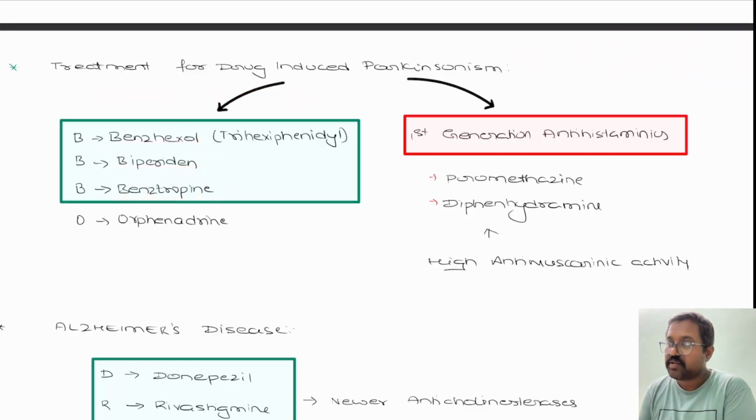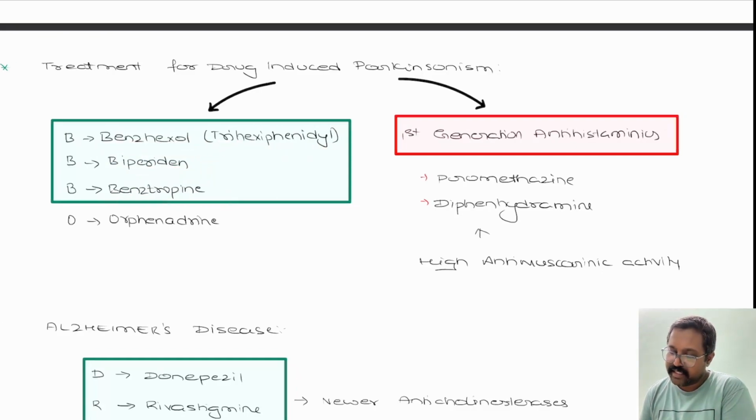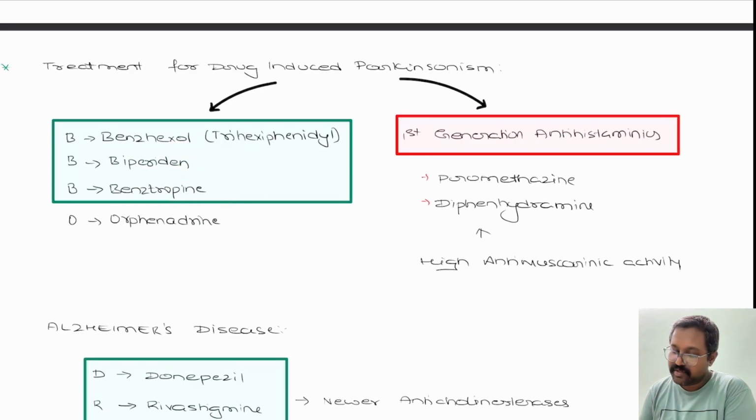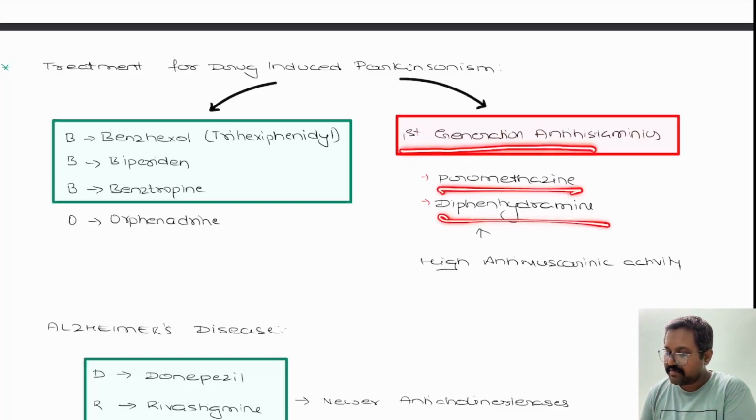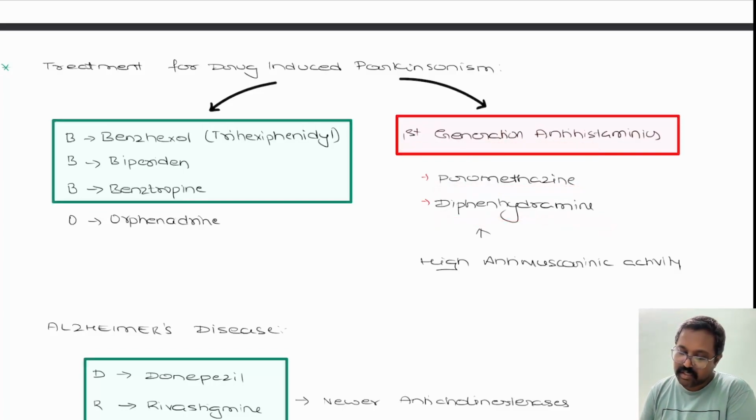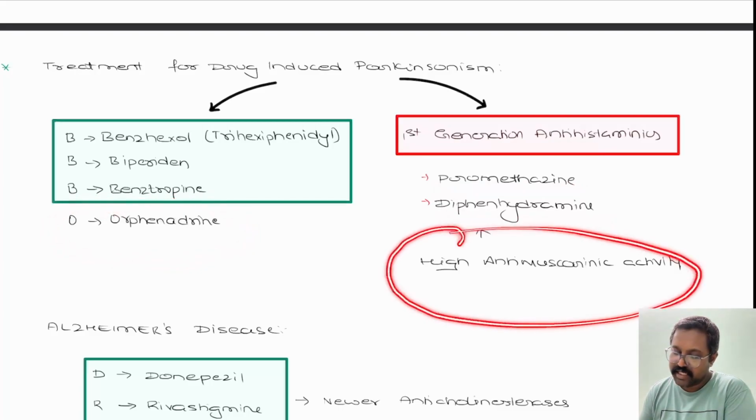Benzhexol is also called trihexyphenidyl. To treat the drug-induced Parkinsonism, you need a drug which has potent anticholinergic activity, and that too central anticholinergic activity. We can use first generation antihistaminics like promethazine, diphenhydramine, etc. Also you can use orphenadrine. So these are highly antimuscarinic in activity.